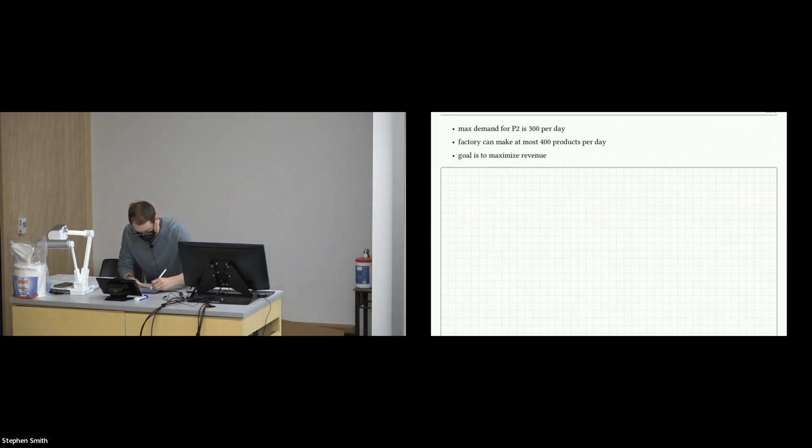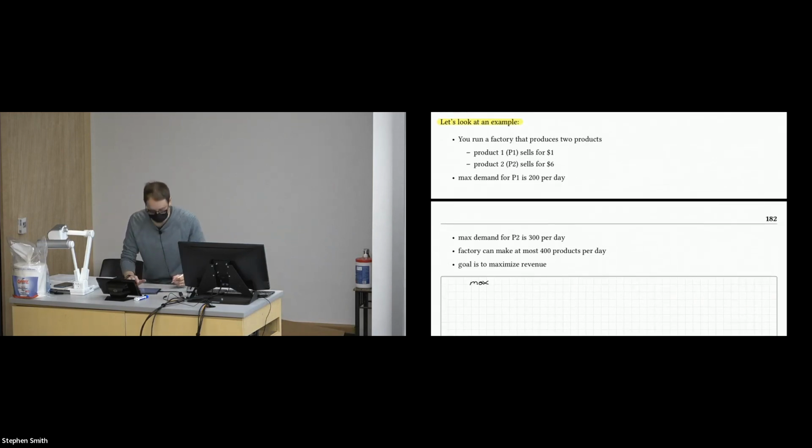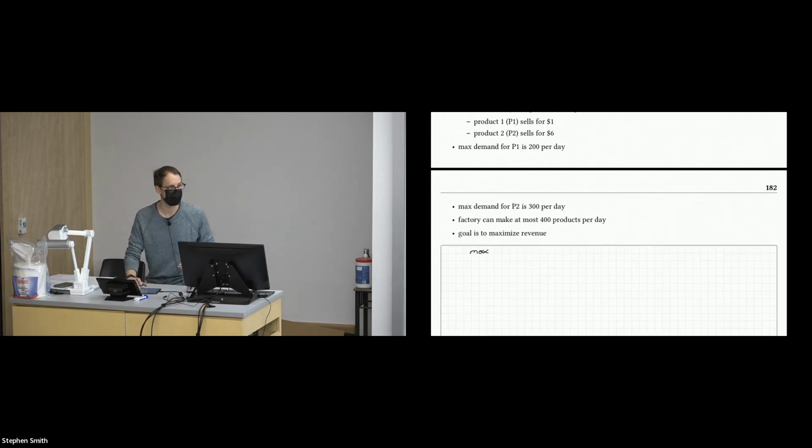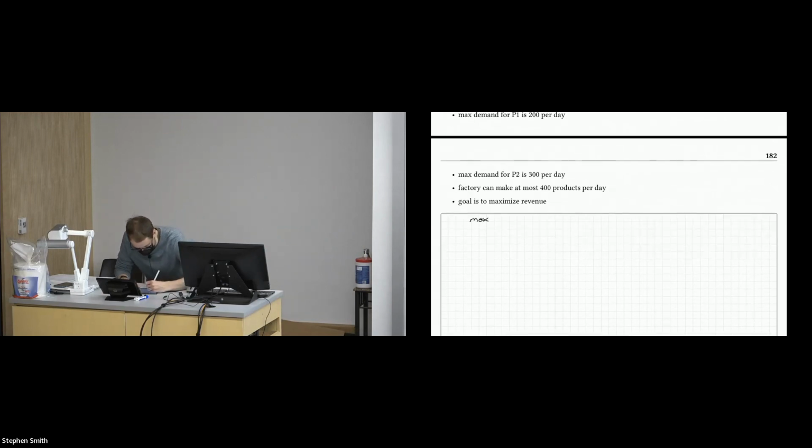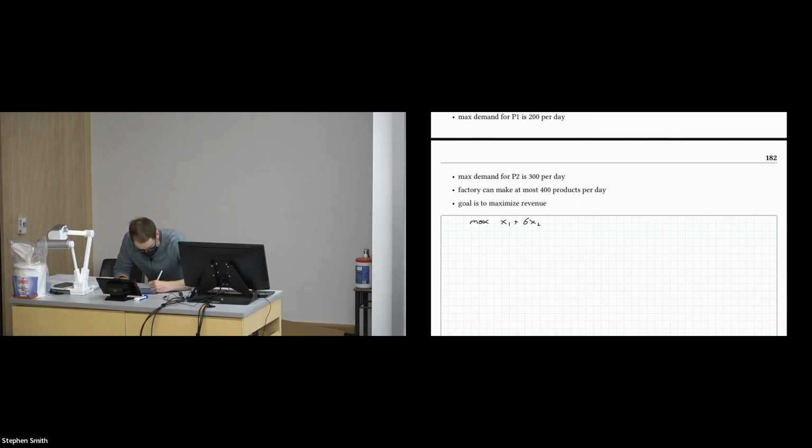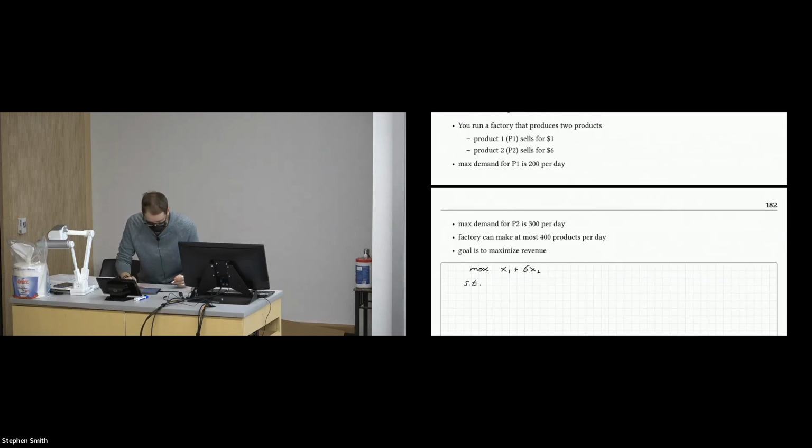So if that's my definition, then I want to maximize. I get $1 for each P1 and I get $6 for each P2. Right, so I want to maximize X1 plus 6X2, subject to several constraints. So I'll write such that or subject to. And what are my constraints?